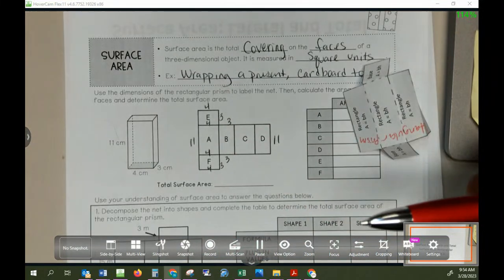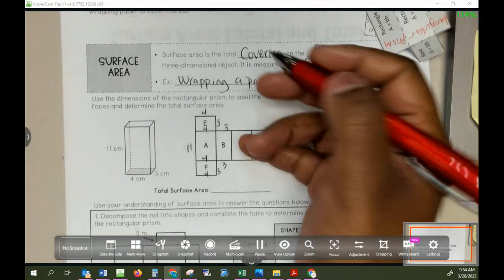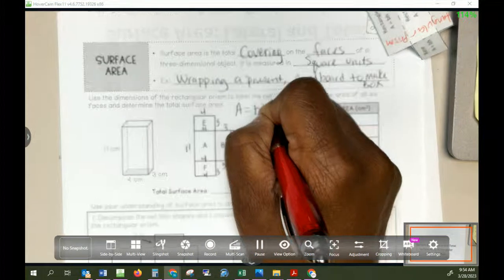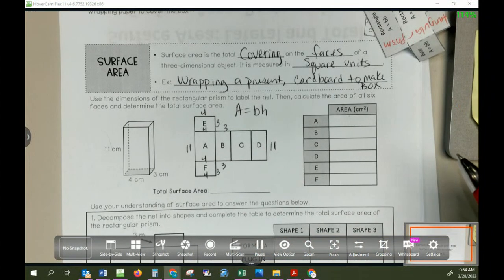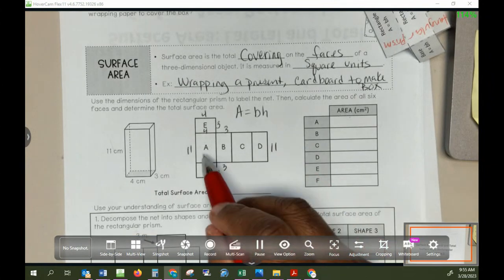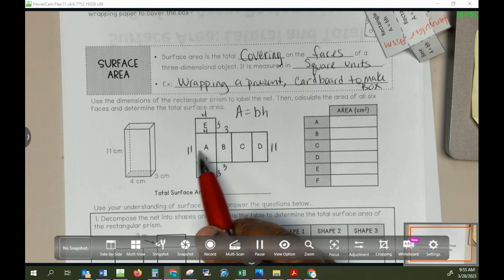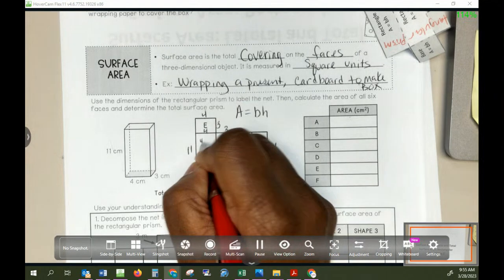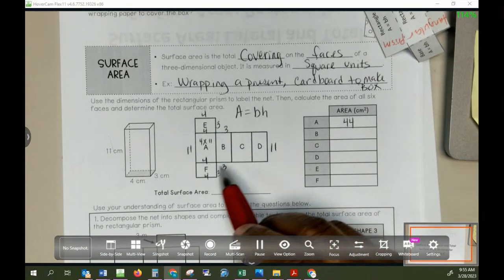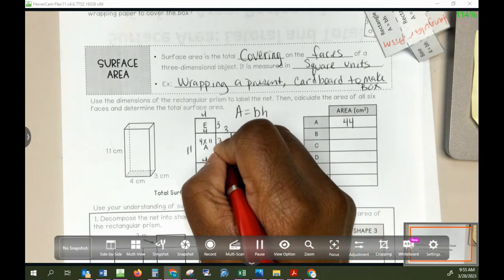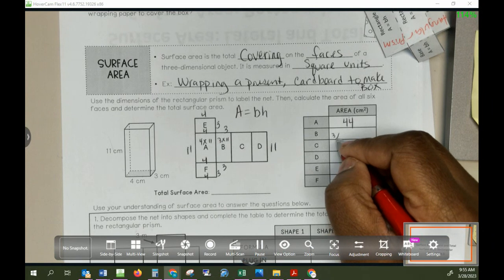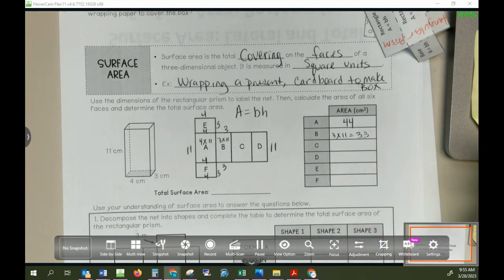So what does that mean inside of every box? Remember, that just means all I'm doing is finding the area. These are all rectangles, so I'm using A equals B times H, so base times height. So now we're going to just go through and find the area of each box. So for box A, it's 4 times 11. So 4 times 11 is 44. So for box B, it's going to be 3 times 11, which is 33.